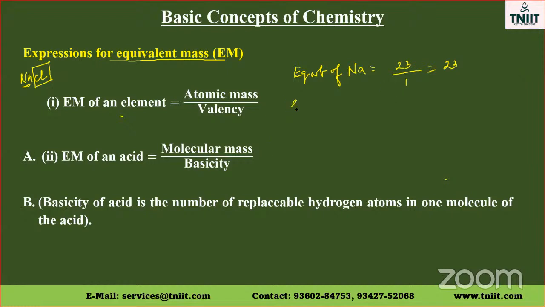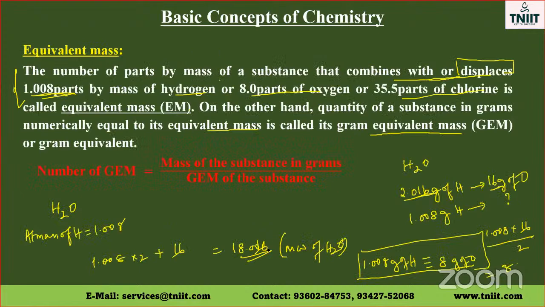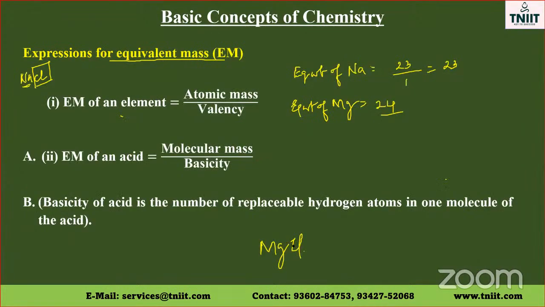Now, similarly, what will be the equivalent mass of magnesium? Magnesium atomic mass is 24. Valency of magnesium, if you remember, we learned, I erased it. We learned the magnesium chloride formula to be MgCl2. That means one magnesium atom combines with 2 chlorine. Therefore, the valency of magnesium is 2. Therefore, 24 divided by 2, so it will be 12. Equivalent mass of magnesium is 12.